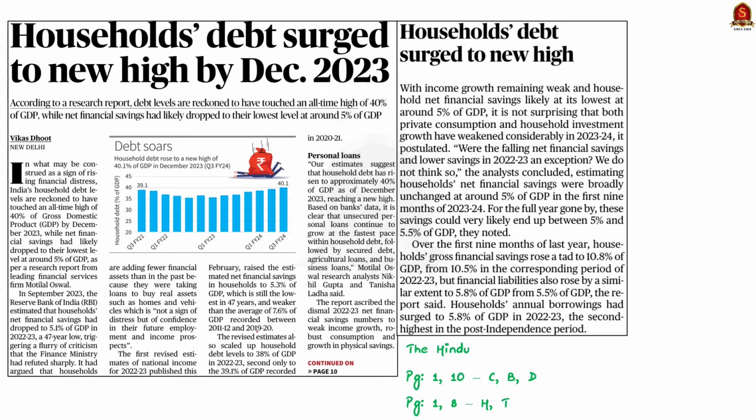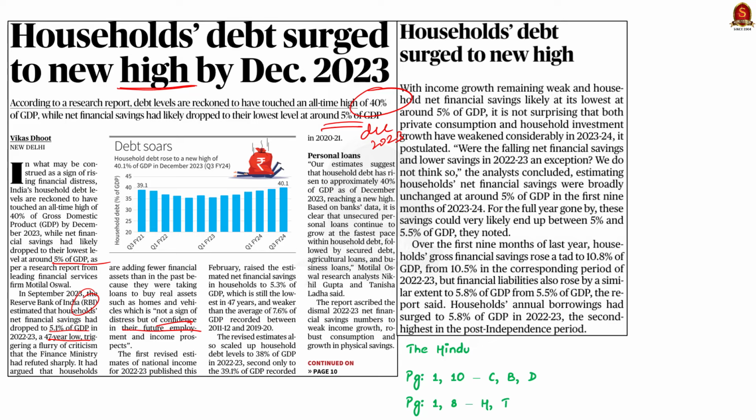Look at this article. Household debt in India reached a record high of 40% of GDP by December 2023, while net financial savings dropped to about 5% of GDP. Also, the Reserve Bank of India reported in September 2023 that household savings were at their lowest in 47 years, sparking criticism, which the Finance Ministry countered by stating that people were taking loans to buy assets like homes and cars, indicating confidence in future income.